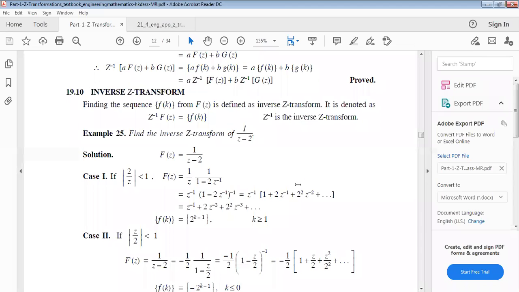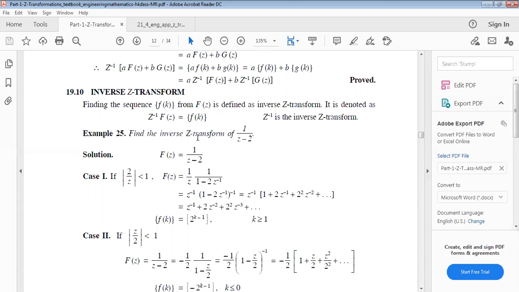Now we'll start inverse z transformation. Inverse z transformation: find the sequence f(k), where F(z) is defined as the z transform. Finding the sequence f(k) from this, which is actually the z transformation. Finding this sequence from the z transformation is called inverse z transformation. It is denoted by Z inverse. Inverse z transformation of F(z) equals f(k). Actually, this is the main definition of inverse z transformation.